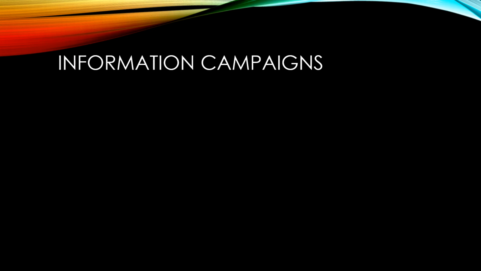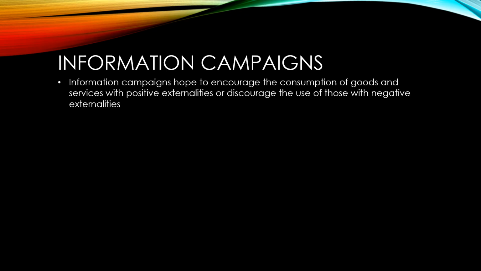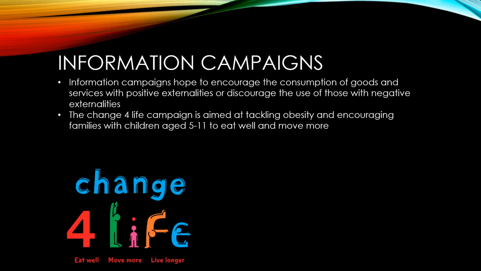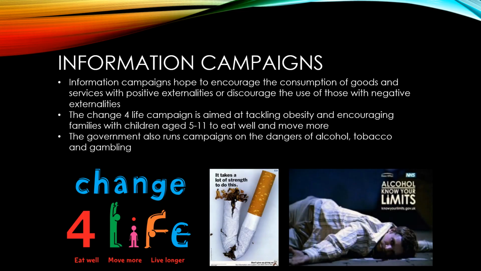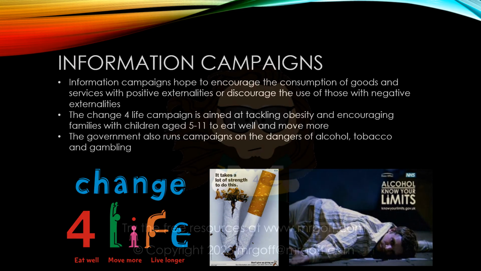Information campaigns hope to encourage the consumption of goods and services with positive externalities or discourage those with negative ones. The government's current Change for Life campaign is aimed at tackling obesity and encouraging families with children aged between 5 and 11 to eat well and move more. The government also runs campaigns on the dangers of things like alcohol, tobacco and gambling in order to try and reduce consumption in these areas.